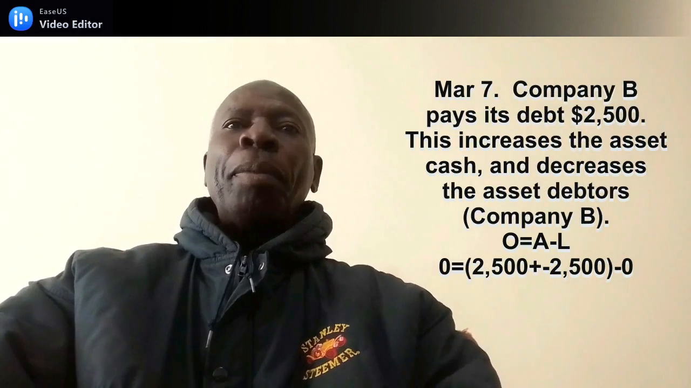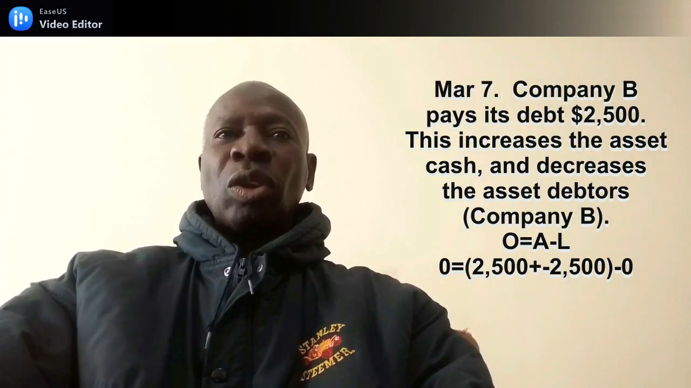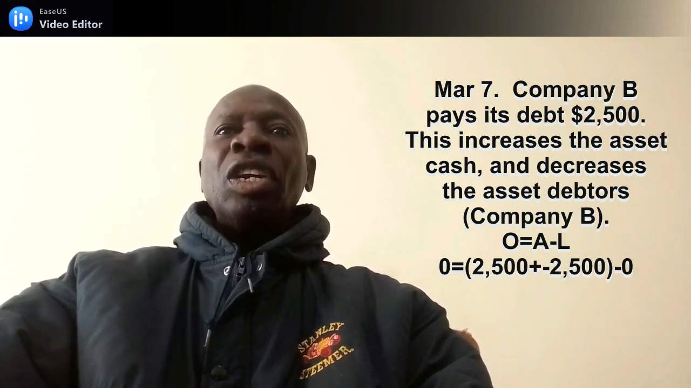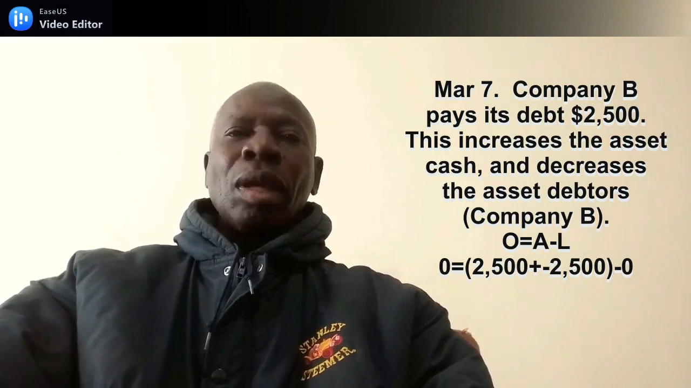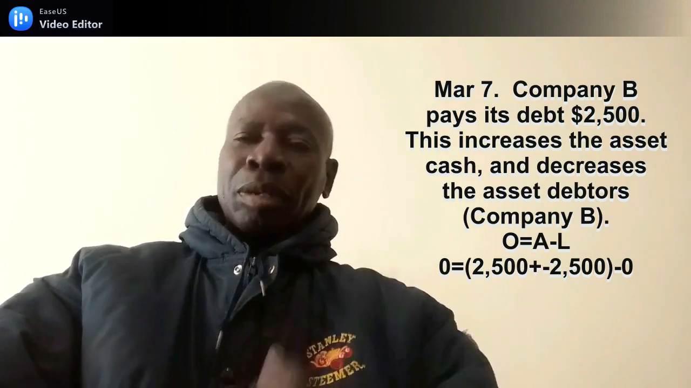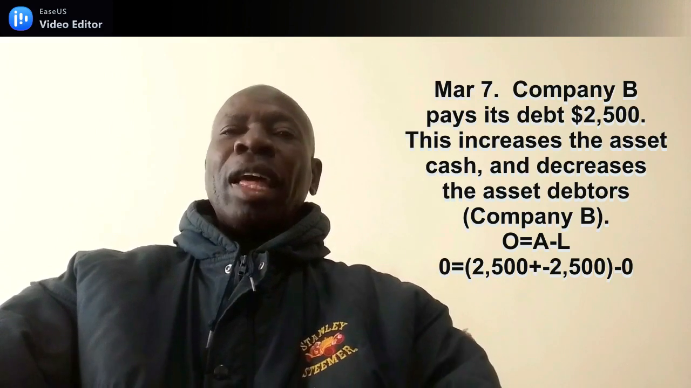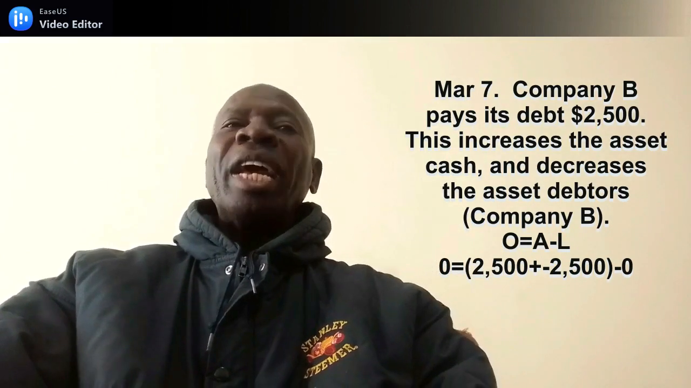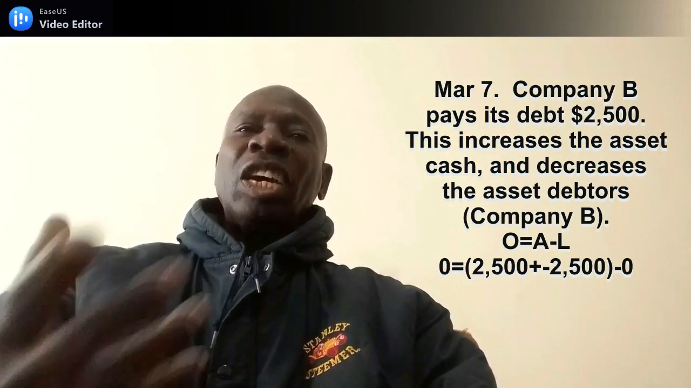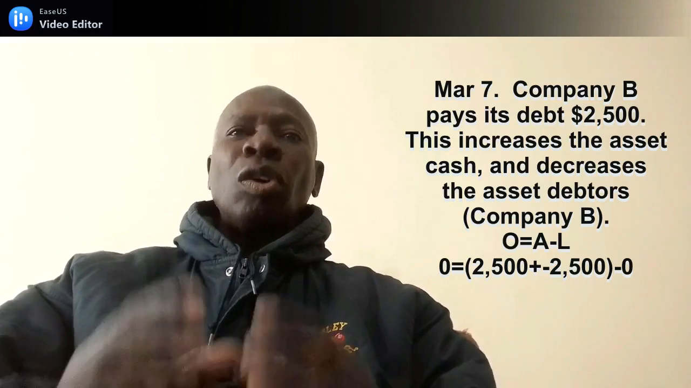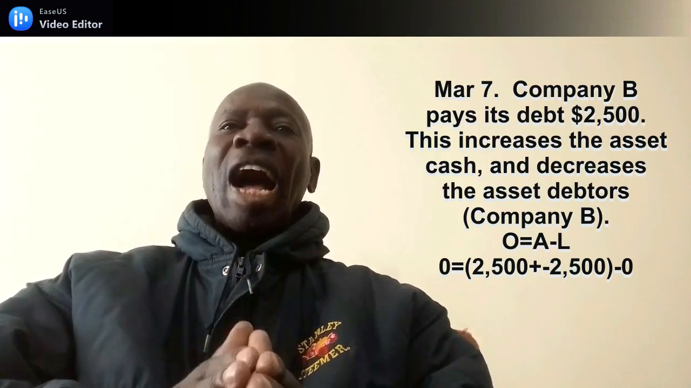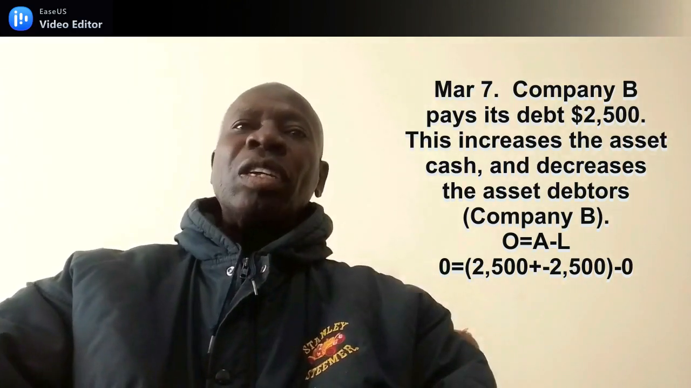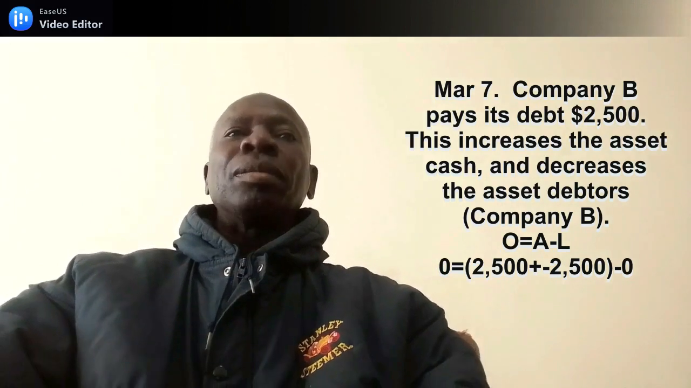Seventh, Company B pays its debt of 2,500 US dollars. This increases the asset cash and decreases the asset debtors. Company B is paying its debt. In other words, when they pay the debt, the amount increases by 2,500 in the bank account or cash account. But then there is a decrease in the asset debtors. So those two transactions are asset transactions. One is increasing the asset cash, another one is decreasing the asset debtors.